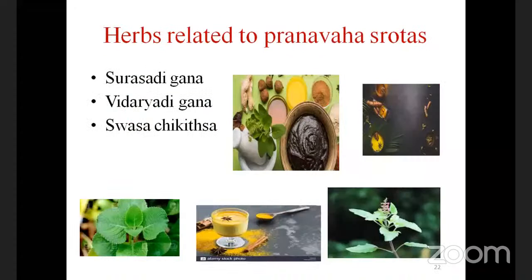Next are some herbs related to the pranavaha srotas. Ashtanga Hridaya Vagbhatacharya has explained Surasadigana and Vidaryadigana. They will be helpful for the pranavaha srotas. And when we are mainly discussing Shwasa Chikitsa, the Shodhana and Shamana Chikitsa can be adopted. These are a few common drugs which we can use to improve the function.